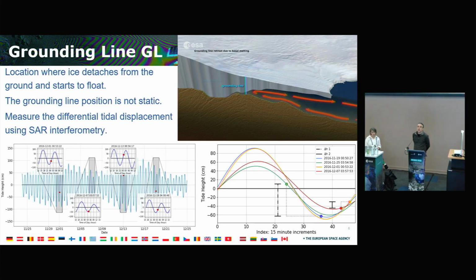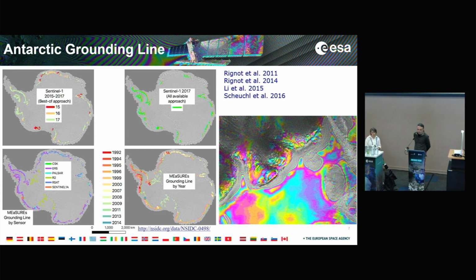And we can use the vertical displacement, the tidal displacement, to measure the position of the grounding line using SAR interferometry. So having 2 interferograms, we have 4 tide states, and we use the differential tide to make this measurement. And the name of this conference is Fringe, so I should show at least one fringe pattern. The dense fringe pattern here is the flexure of the ice shelf based on the differential tide. And we produced a continent-wide grounding line product.